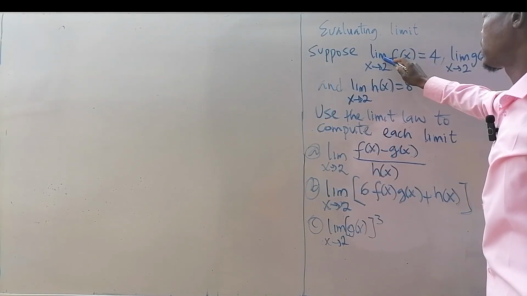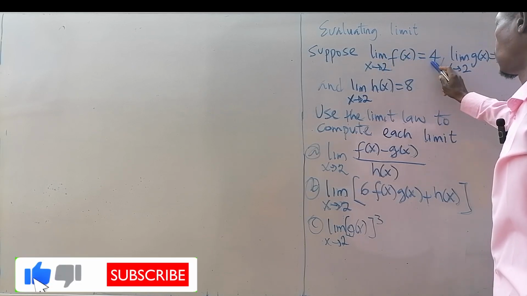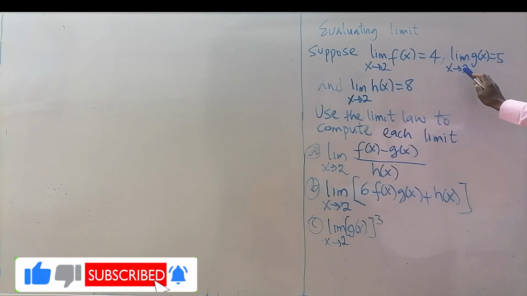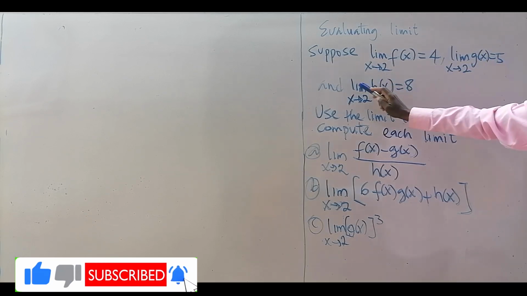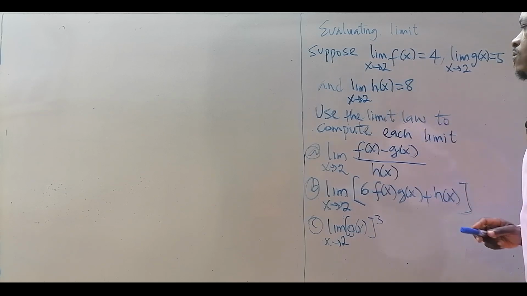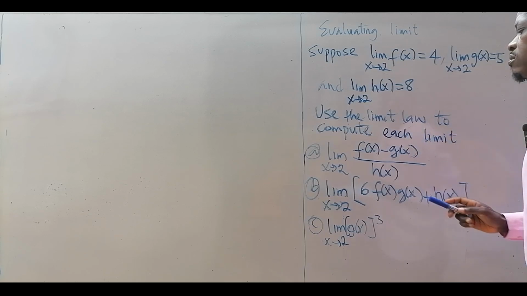Suppose the limit of f of x as x tends to 2 is 4, the limit of g of x as x tends to 2 is 5, and the limit of h of x as x tends to 2 is 8. Use the limit laws to compute each limit.